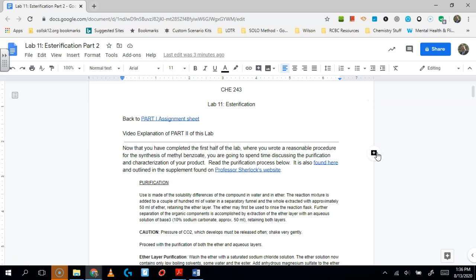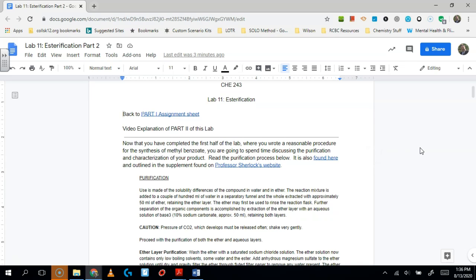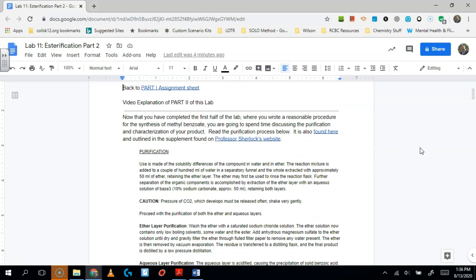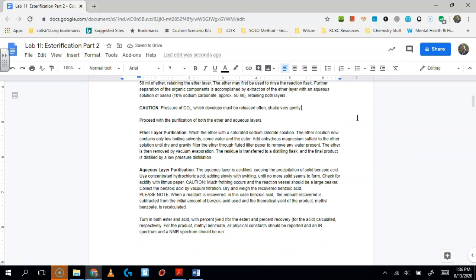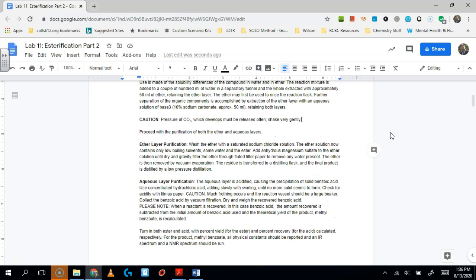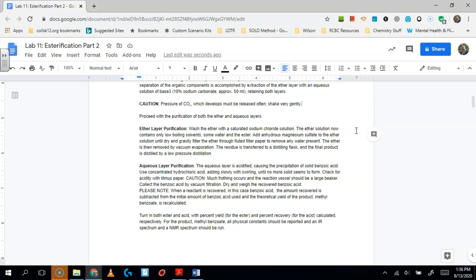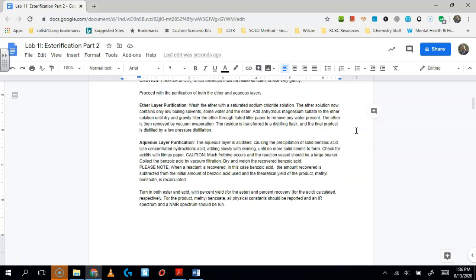Let's talk about the second part of the lab, which is purification and characterization. One of the things that you're going to be asked to do is purify this compound, and when you do so, you're going to do an extraction, and you're going to end up with two layers. You're going to end up with an ether layer, which has your organic stuff in it, and then an aqueous layer, and that aqueous layer is going to have a lot of benzoic acid in it.